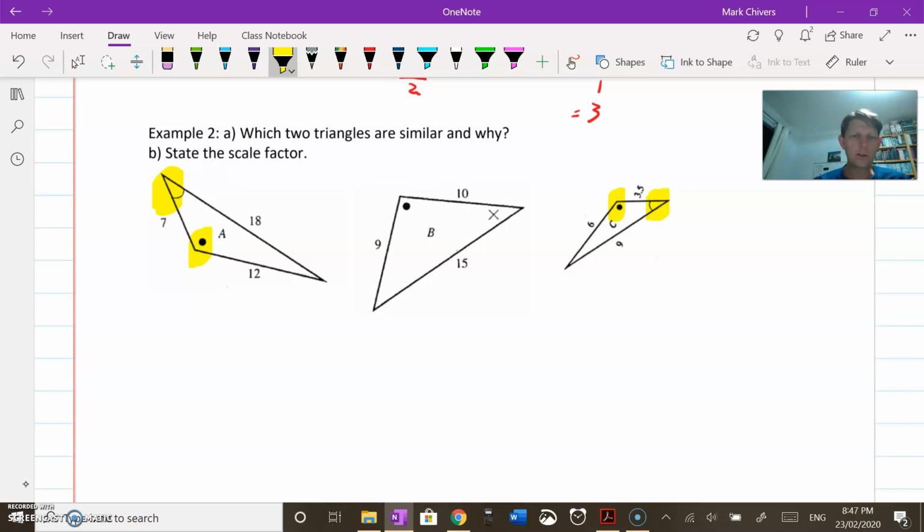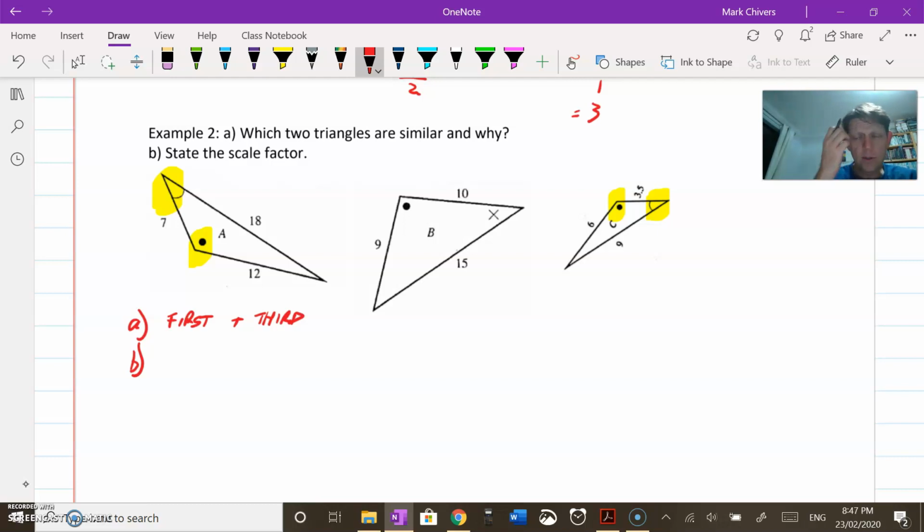So which two triangles are similar? If I go for A, I'm going to say the first and the third. Nice and simple. Once that's been said, it says state the scale factor.